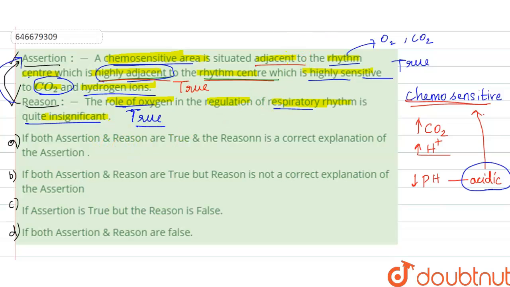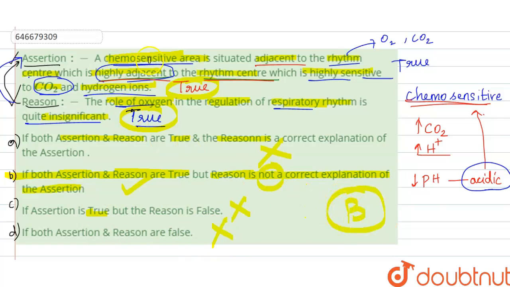So which is the right answer here? Option A says that assertion and reason are true, and reason is the correct explanation. This is not the right answer, because it is not the correct explanation. Option B says that assertion and reason are both true, and reason is not the correct explanation of the assertion. This option B is the right answer here, because assertion and reason are both true, and they are not explaining each other. Option C says that assertion is true but the reason is false. No, both are true. And option D says that assertion and reason are false. This is also not the right answer. So option B is the right answer for the question.